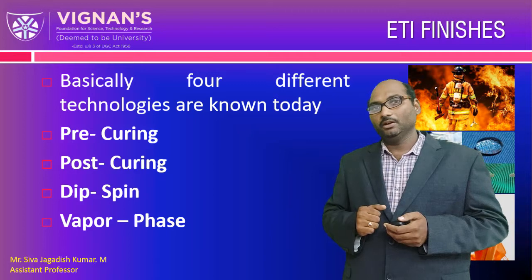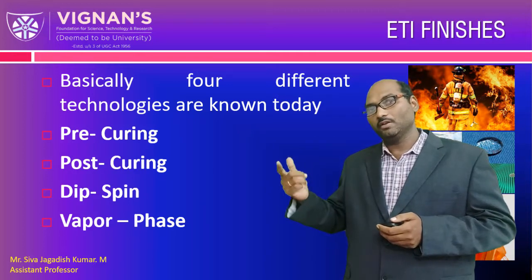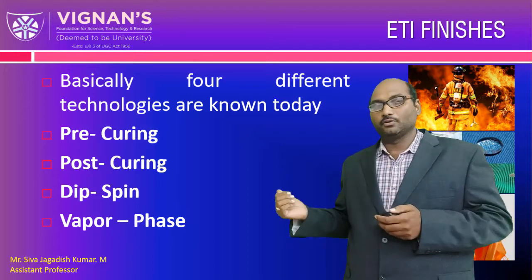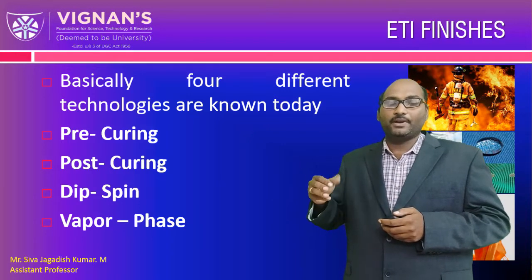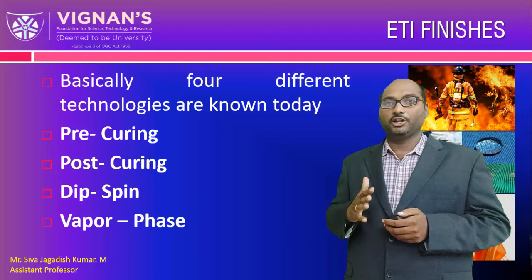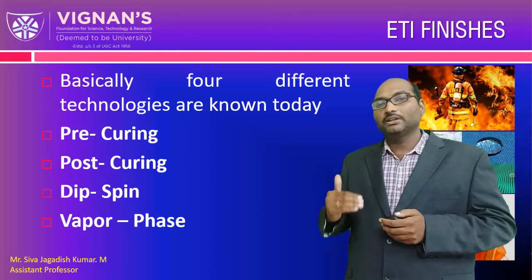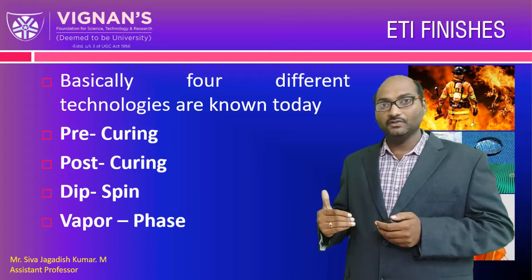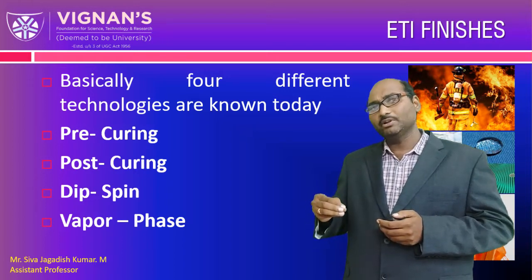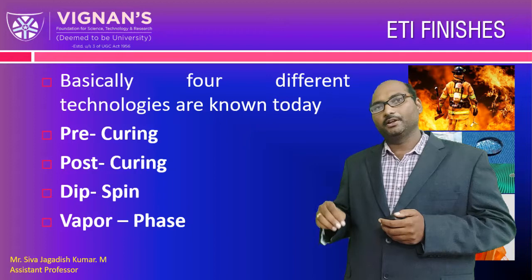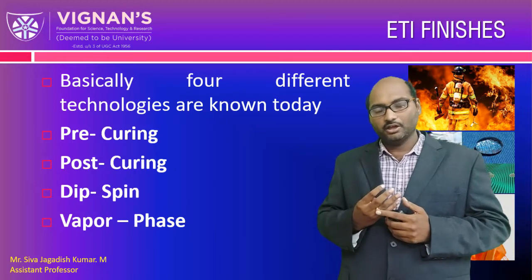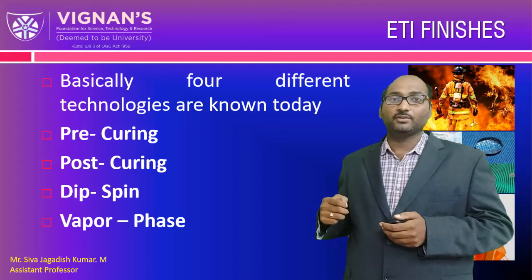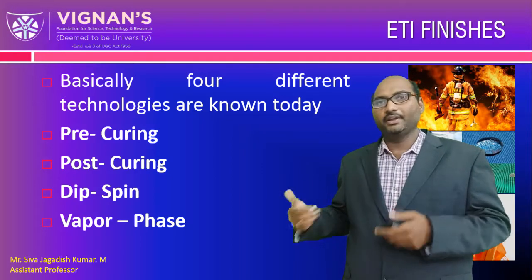So basically we can come to four. Pre-curing: the fabric itself is cured, and the cured fabric we will use. Post-curing means the fabric is treated but curing is not done; it is done after the garment making. Then dip spin. Dip spin is nothing but the garments themselves are dipped into the liquid resin chemicals. Vapor phase means not in liquid form but again on the garments.